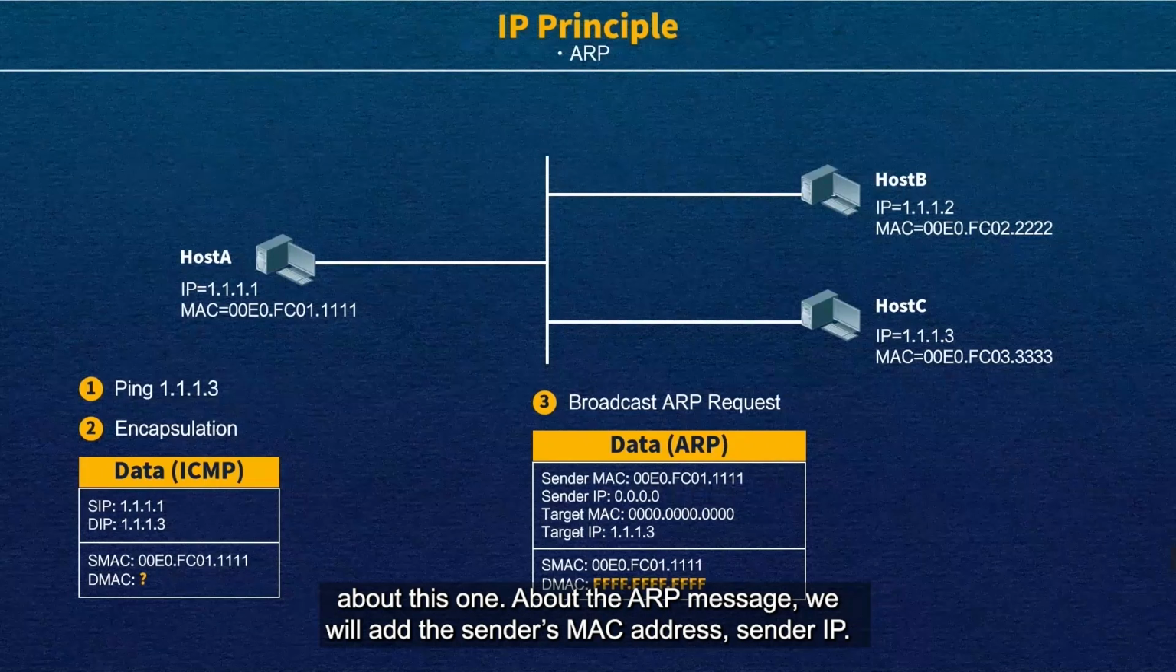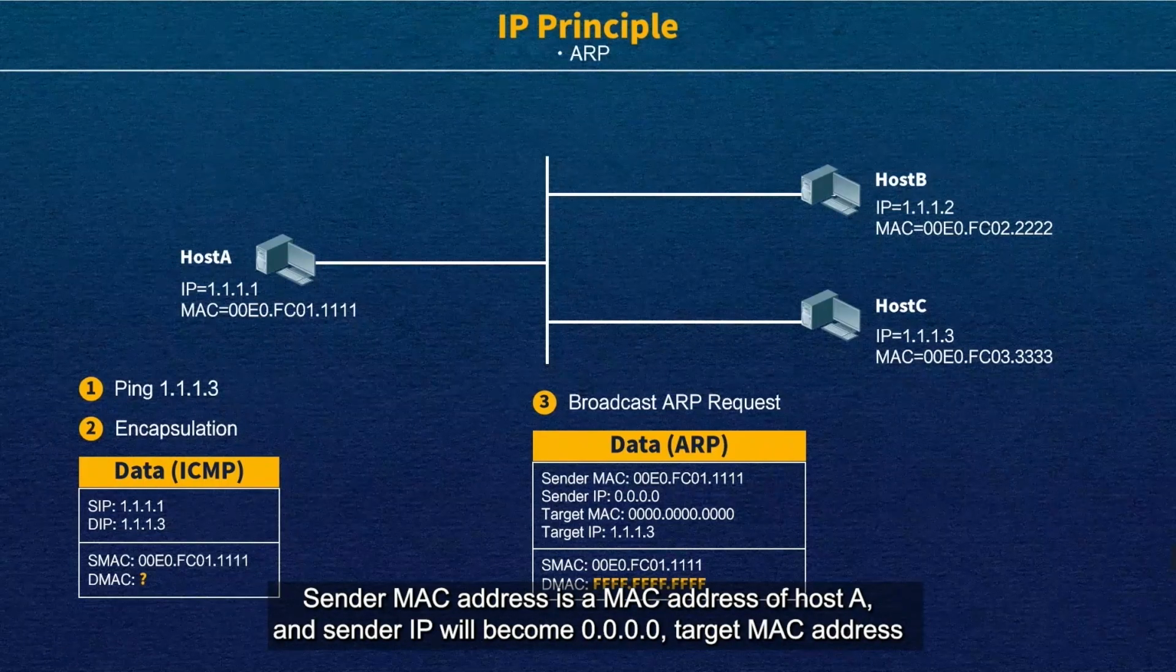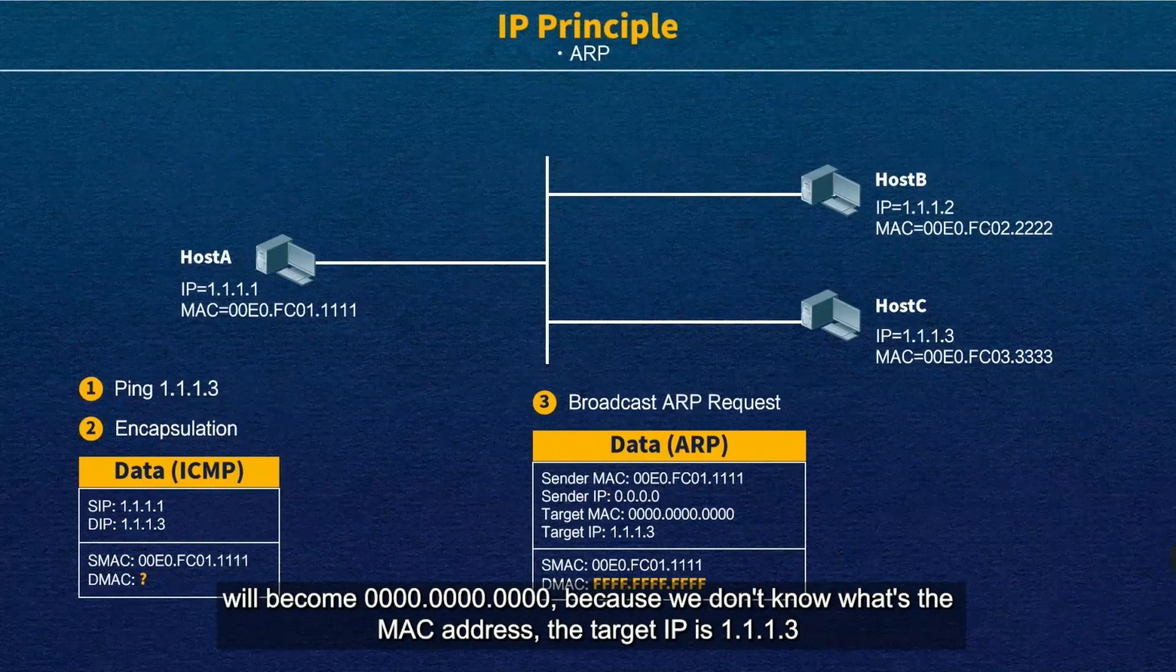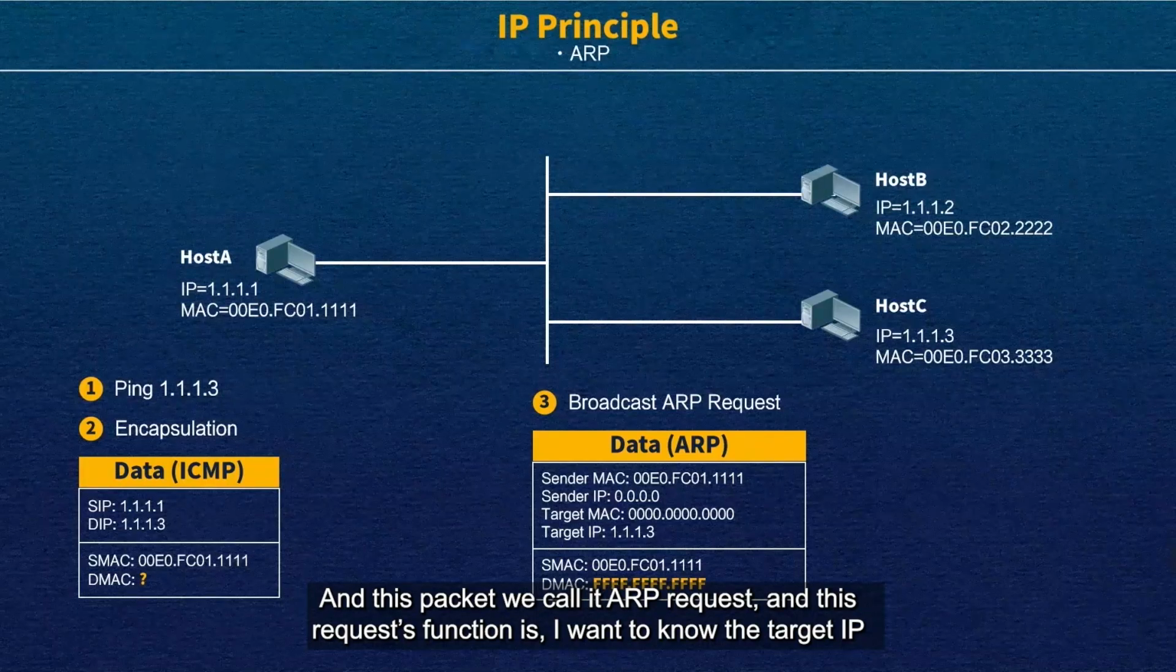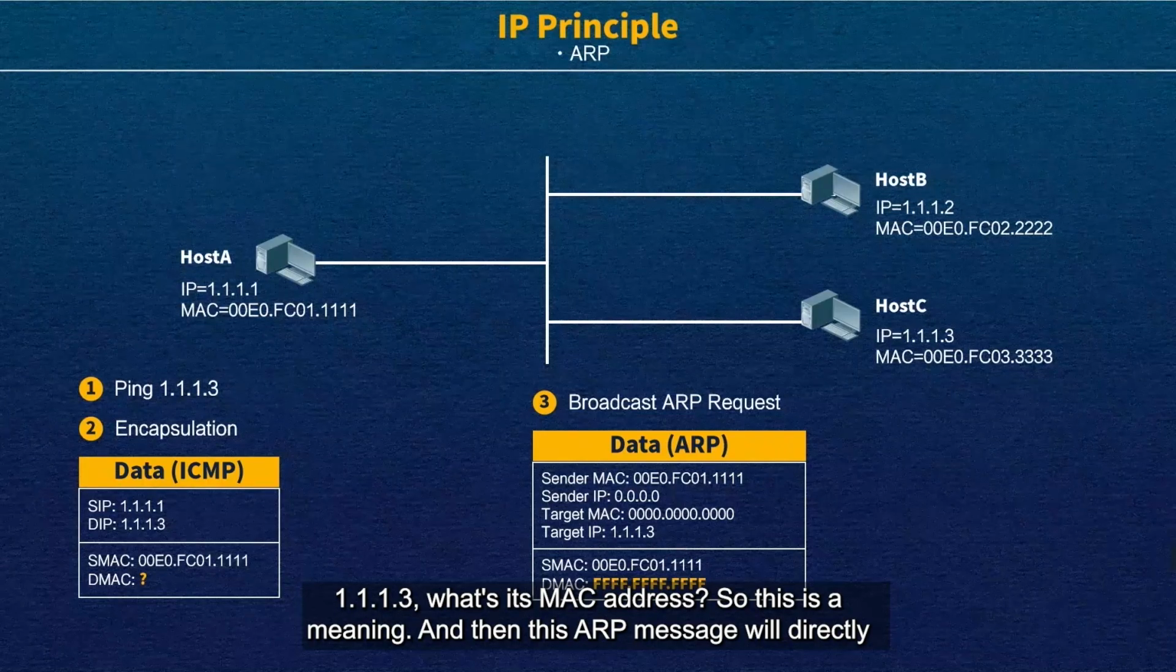In the ARP message, we will add the source MAC address and source IP. The source MAC address is the MAC address of host A, and the source IP will become 0. The target MAC address will become 0 because we don't know what the MAC address is. The target IP is 1.1.1.3. And this packet is called an ARP request. And this request's function is: I want to know the MAC address of target IP 1.1.1.3. Okay, so this is the meaning.